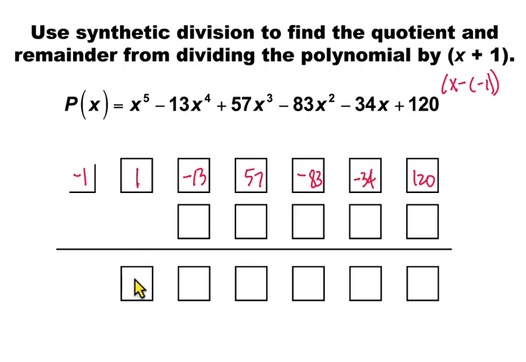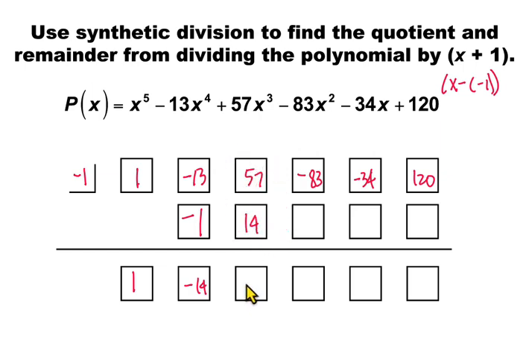Start by dropping the first term here and multiplying by this term. So negative 1 times 1 is negative 1, and the product goes here. So negative 13 plus negative 1, we add these terms and the sum goes here, so negative 14. Continue multiplying by this number here. Negative 1 times negative 14 is positive 14. And then add these terms.